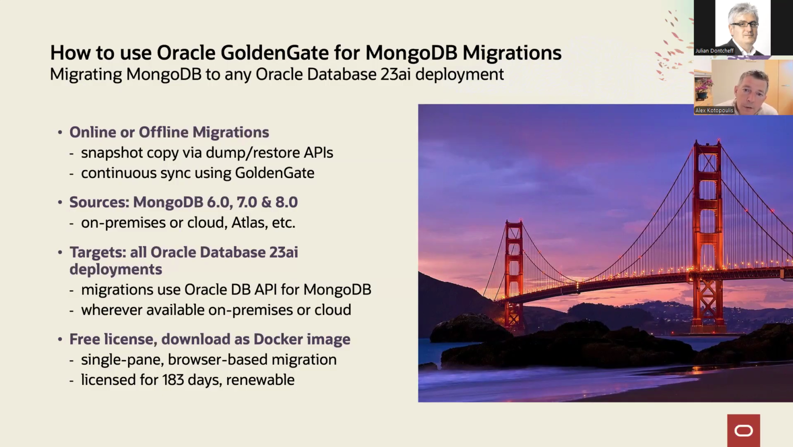And overall, this GoldenGate for MongoDB migration, which is the nicest probably, is that it's a free license. It's distributed as a Docker image available on Oracle Container Registry, and you can download it. You can use it for 183 days. That's what the license says. The license is renewable, so if you need it longer than that, you can renew it. It's not meant for continuous use. That's why we have this limited license. It's meant for point-in-time migration, where you basically do a migration over a certain time period, and then you should be done with it.